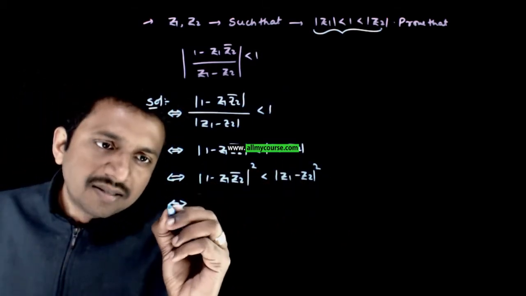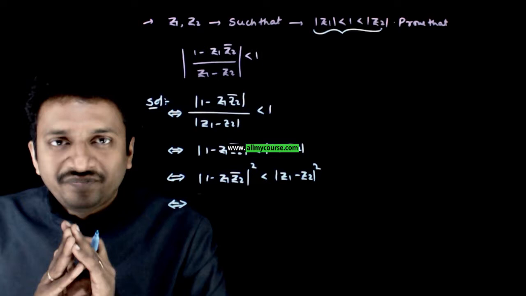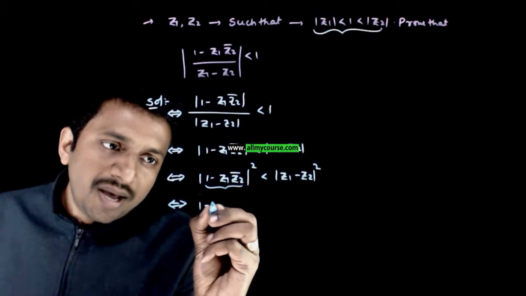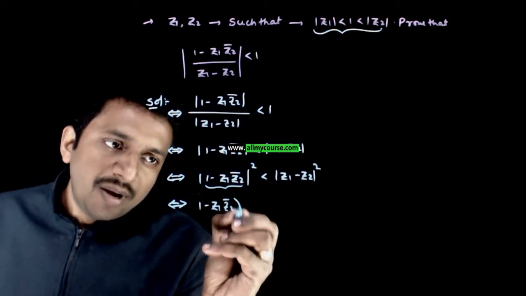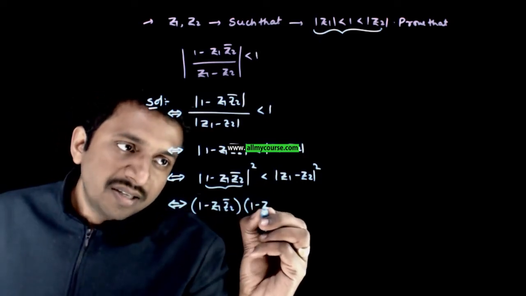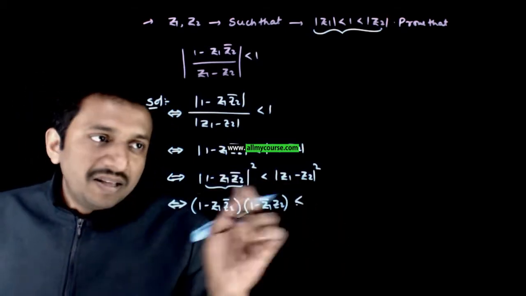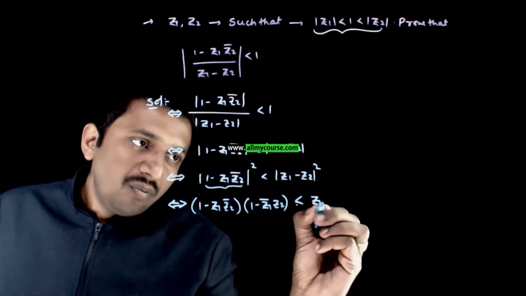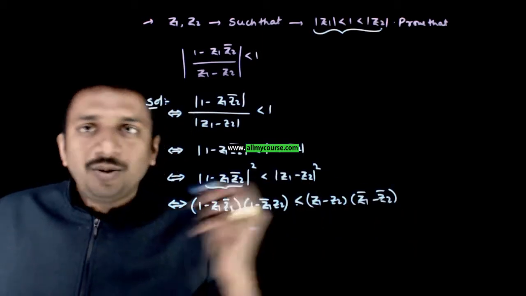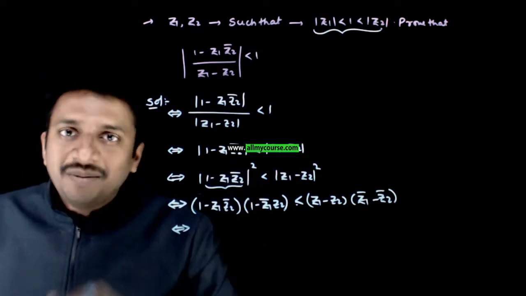Now this implies, we know that mod Z whole square is Z into Z bar. So mod of 1 minus Z1 Z2 bar whole square can be written as 1 minus Z1 Z2 bar times the conjugate of this. The conjugate of this is 1 minus Z1 bar Z2, is less than, what is mod of this whole square? Z1 minus Z2 times Z1 bar minus Z2 bar. So this implies, now let us expand the brackets.